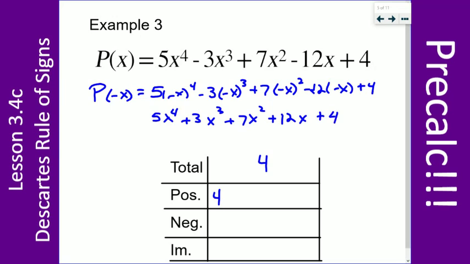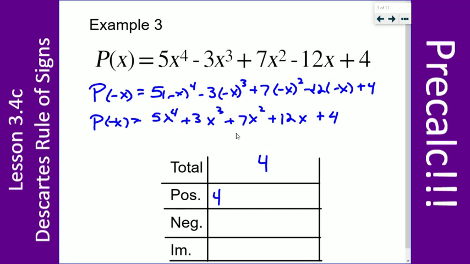So now we count our sign changes when we plug in p of negative x. P of negative x equals this. So we have positive to positive, positive to positive, positive to positive, positive to positive.